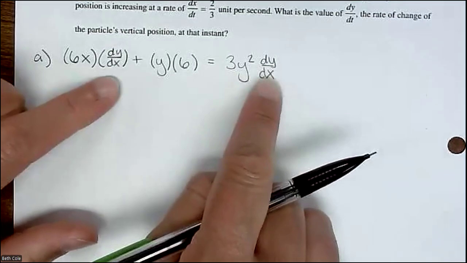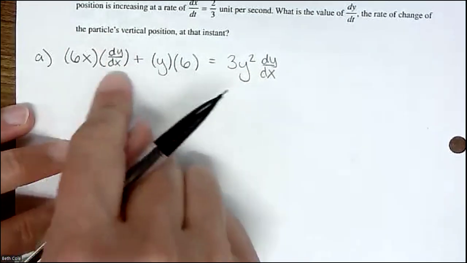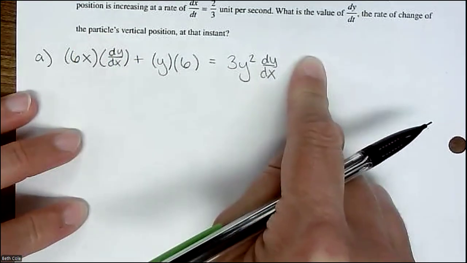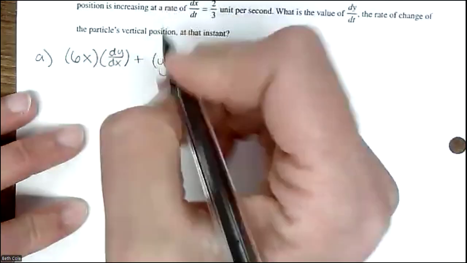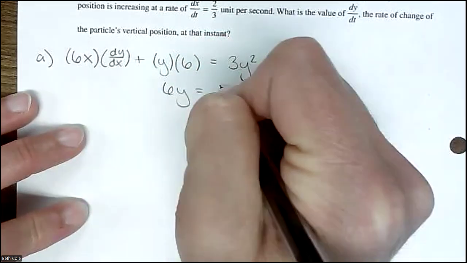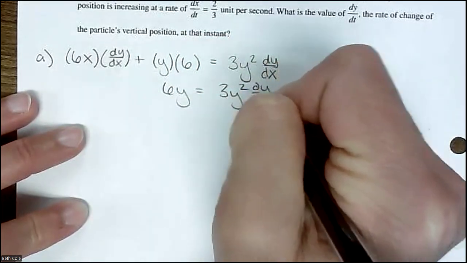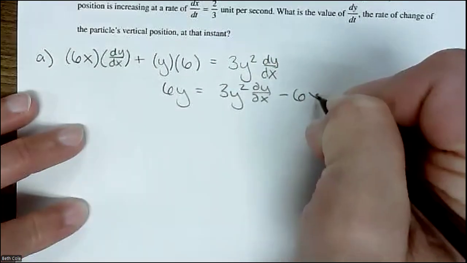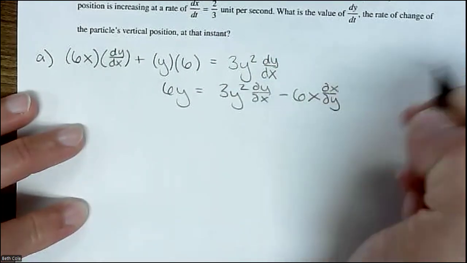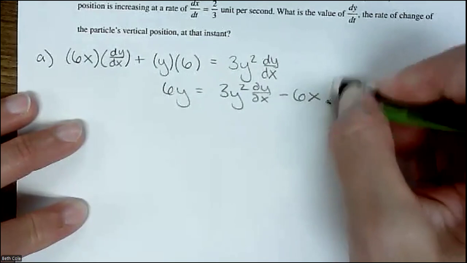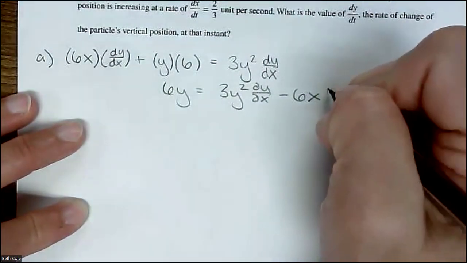So first, there are two dy dx's. We're going to subtract this whole term to the other side. So I'm going to subtract all of this over there. So this will be 6y equals 3y squared dy dx minus 6x dy dx. I had a little dyslexic moment here. Let me fix that.